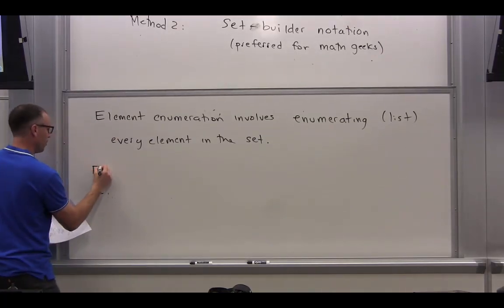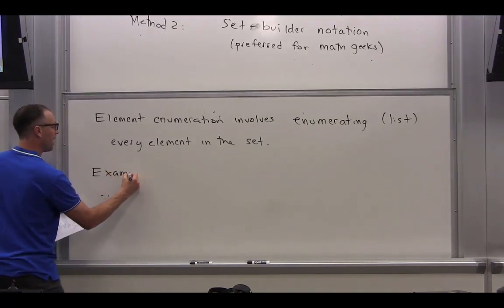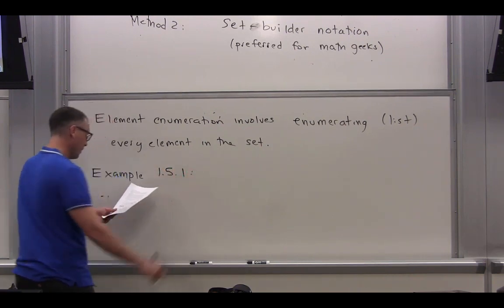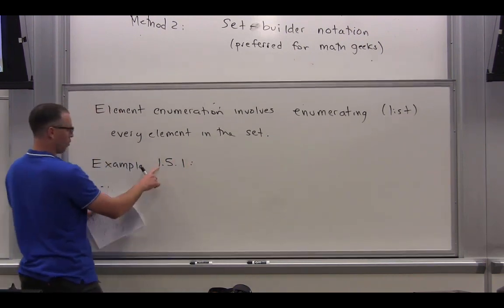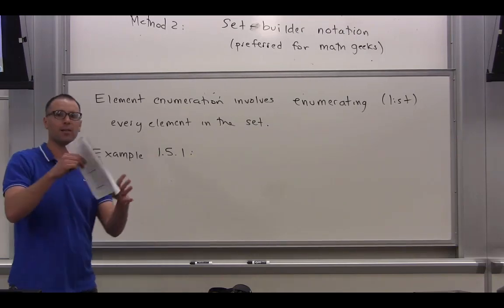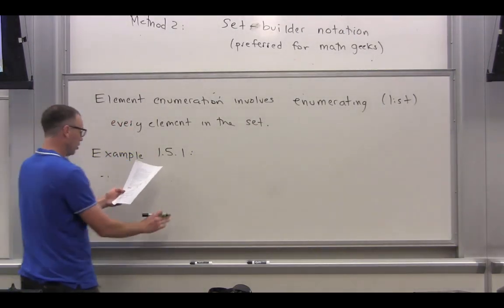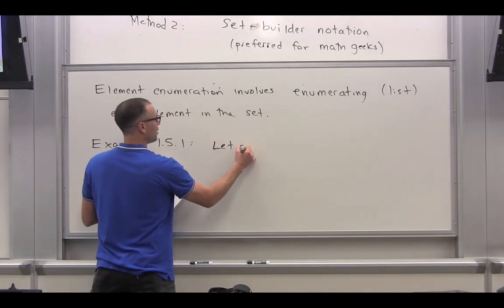Let's look at an example. I'm going to label these examples the same way that I have in the notes that I provide for you for free online. So this example is 1.5.1. It's in lesson 1 notes that you can get on the course website. We're going to look at, let's define two sets.